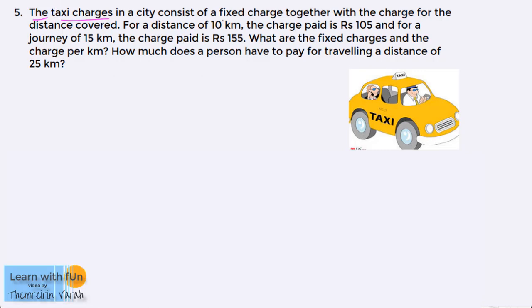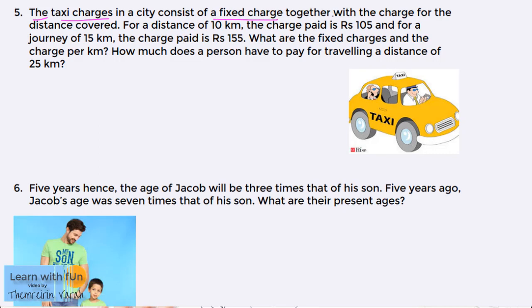The taxi charges in a city consist of a fixed charge together with the charge for the distance covered. For a distance of 10 km, the charge paid is rupees 105. For a journey of 15 kilometers, the charge paid is rupees 115. What are the fixed charges and the charge per kilometer? How much does a person have to pay for traveling a distance of 25 kilometers?